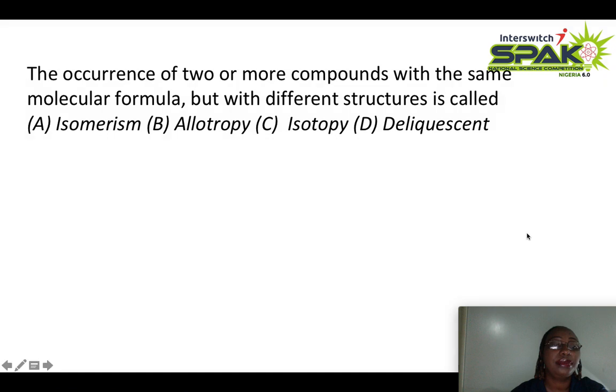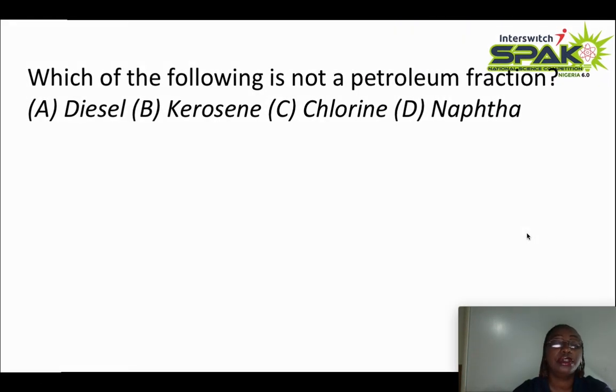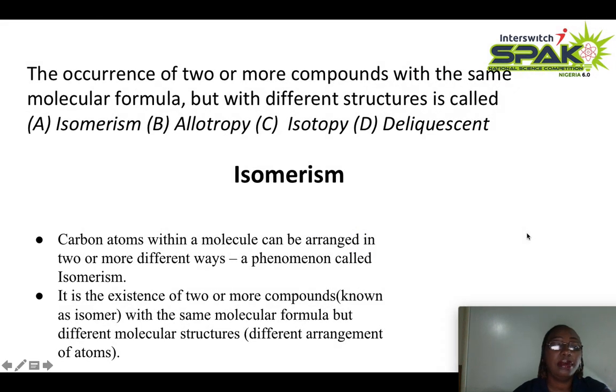Next question. The occurrence of two or more compounds with the same molecular formula but with different structures is called, is it isomerism, allotropy, isotopy, or deliquescence? And the answer is isomerism. Before we go to the next question, let's quickly look at that. Carbon atoms within a molecule can be arranged in two or more different ways, which is called isomerism, and is the existence of two or more compounds known as isomers with the same molecular formula but different molecular structures.